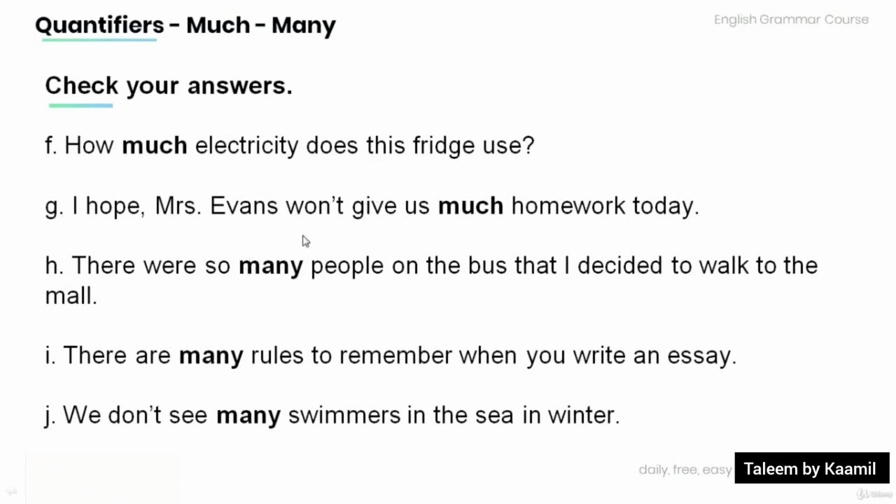I hope Mrs. Evans won't give us much homework today. There were so many people on the bus that I decided to walk to the mall. There are many rules to remember when you write an essay. We don't see many swimmers in the sea in winter.